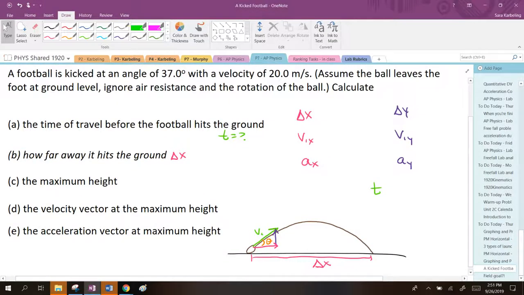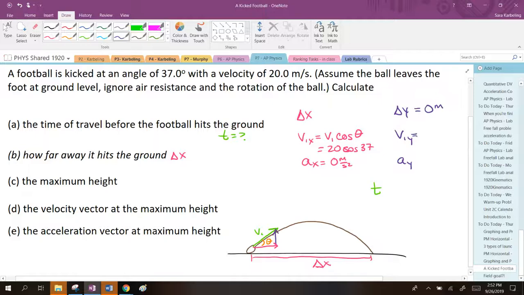So delta X, we don't know. That's a question mark. VIX is going to be VI times the cosine of theta. So in this case, it's going to be 20 times the cosine of 37. Hey, what's AX? Every time. What's the change in Y? 0. Goes up and comes back down? 0.